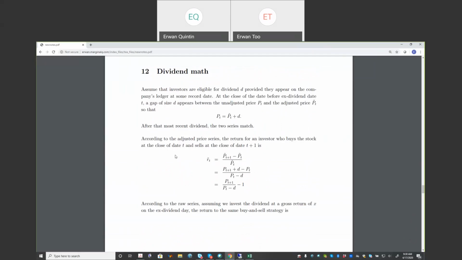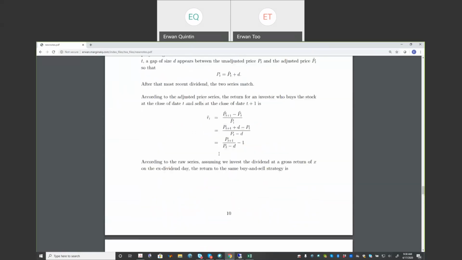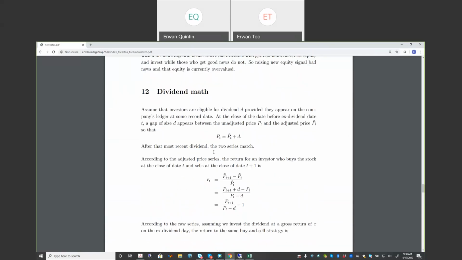So this is a demonstration that in fact the adjusted price series does give the proper rate of return on investing in Caterpillar, whether or not a dividend was paid. So I do want to encourage you to look at that algebra. It's not very complicated. It is tedious, no doubt, but it's not complicated. So take a moment to do this. And so that's step number one. Understand the algebra behind what we did.